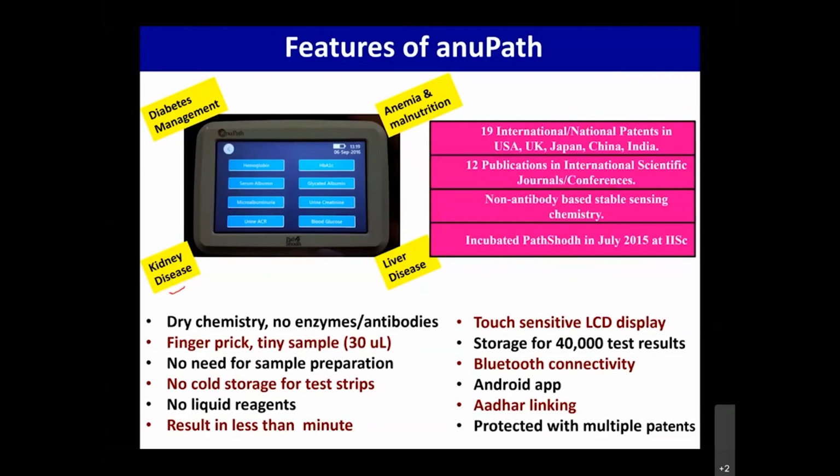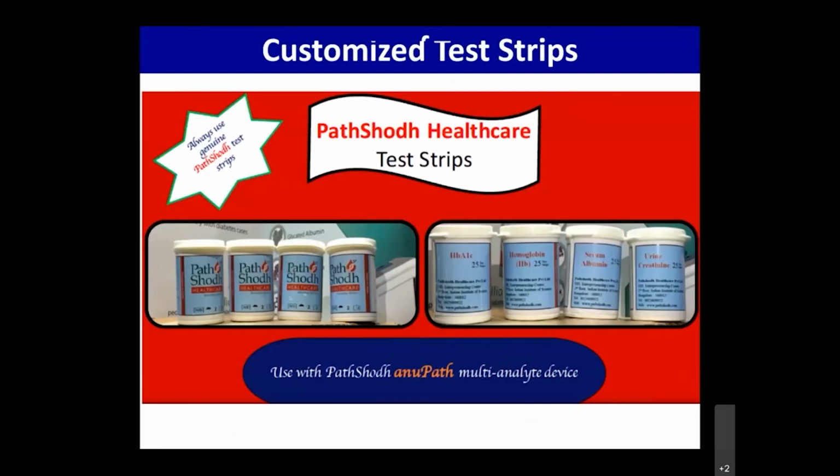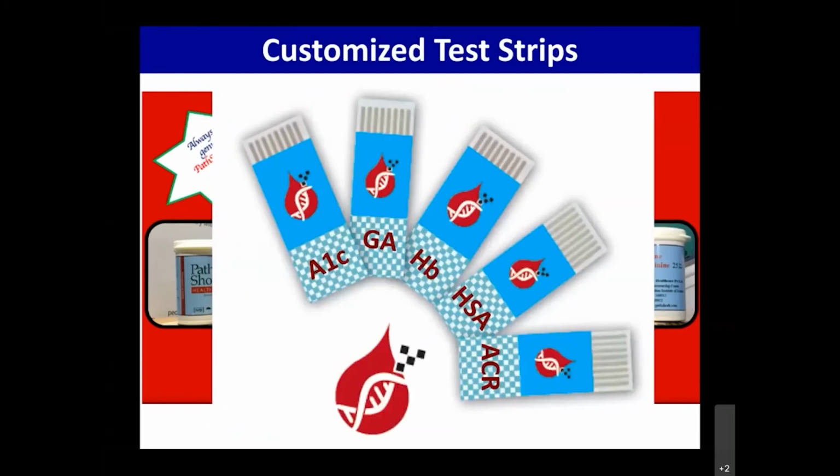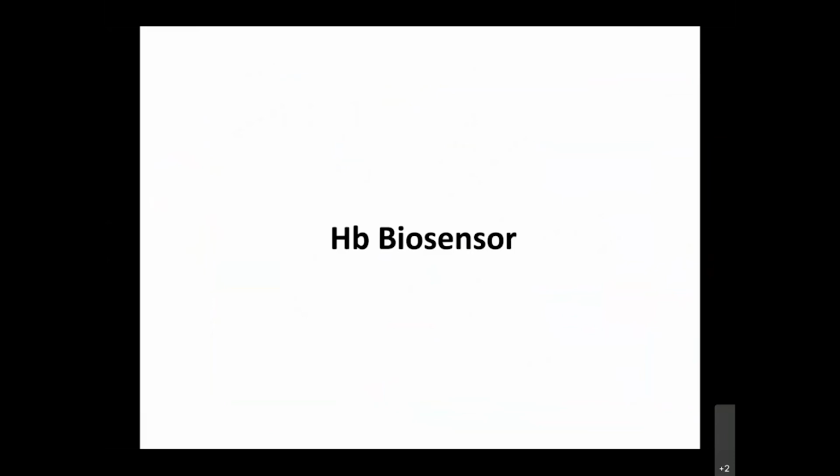Now, this essentially works based on these test strips, but there are different test strips. There's a different test strip for hemoglobin. There is a different test strip for human serum albumin, a different test strip for A1C, and so on and so forth, right? So this is where you need to really put chemistry on this test strip. So this test strip is then inserted into the device, and then you have the right test done by the device, right? I'll just illustrate a couple of examples for hemoglobin.